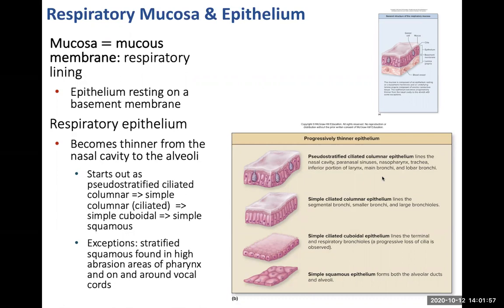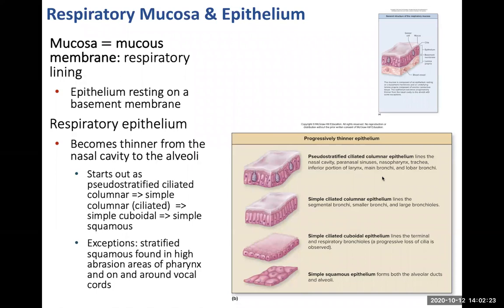But structures that are lined with pseudostratified columnar epithelial tissue that's ciliated include, of course, the nose, the nasal cavity, the paranasal sinuses, the pharynx, the trachea, the bottom portion of the larynx, the bronchi, and then the lobar bronchi. All of those are lined with this type of tissue.